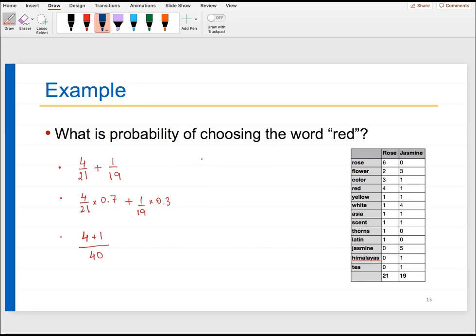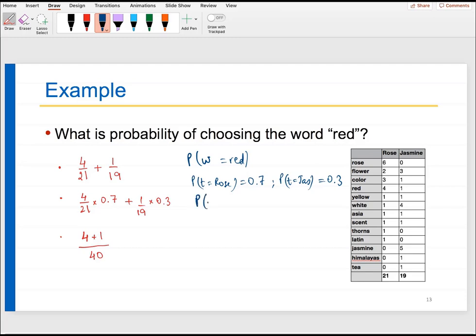So define a random variable W, define a random variable T. What you're looking for? Probability that W is equal to red, right? And I do not know what it is, but there are certain things which I know. What do I know from these tables? I know probability that topic is rose is equal to 0.7. Probability that topic equal to jasmine is equal to 0.3.